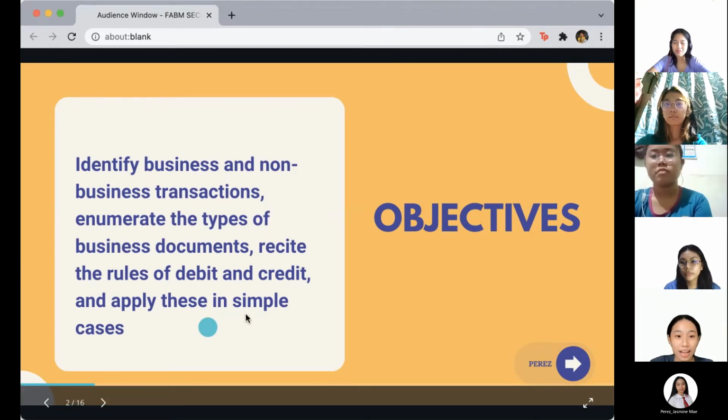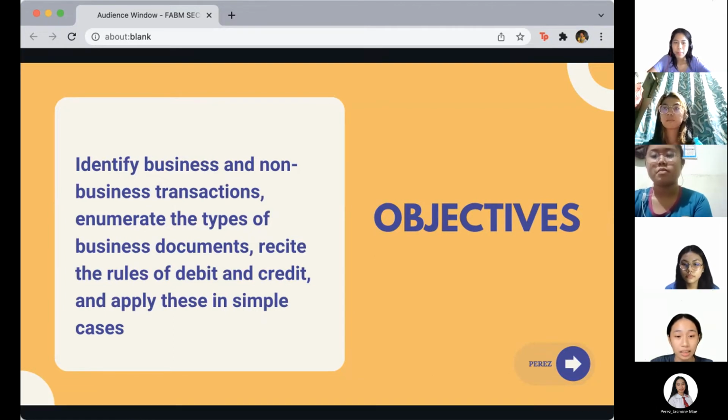Objectives: identify business and non-business transactions, enumerate the types of business documents, recite the rules of debit and credit, and apply this in simple cases. You are assigned to certain questions and you need to read the questions and give and illustrate your tentative answers to the aforementioned issues as truthful as possible. So let us start with our discussion.